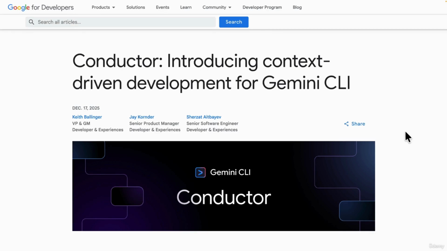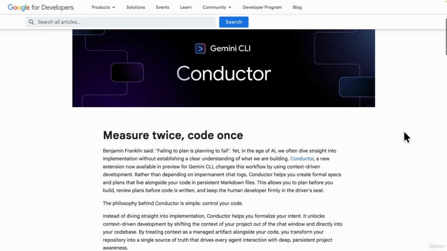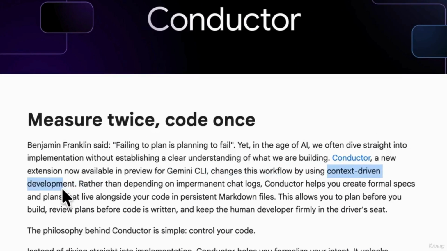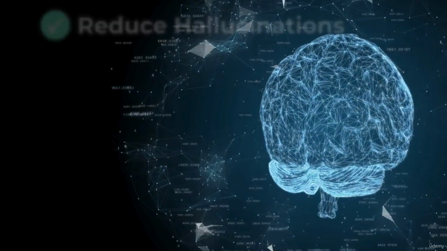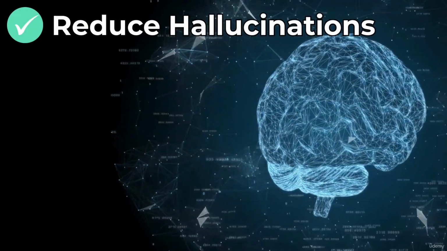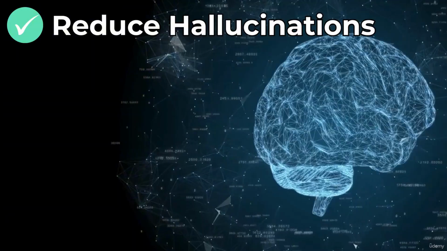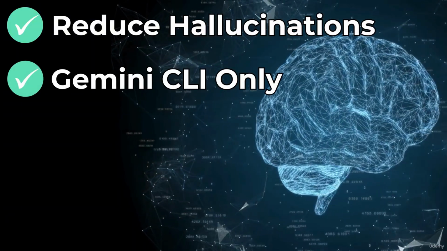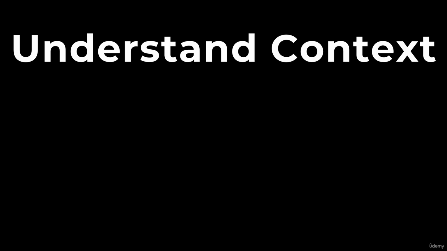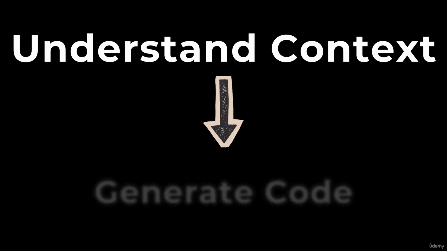Google just released Gemini Conductor. Conductor is a Gemini CLI extension built around something Google calls context-driven development. It's designed to reduce hallucinations and cut down the painful back and forth with your LLM that burns tokens. Gemini Conductor works only inside the Gemini CLI. In simple terms, it helps the model actually understand your code-based context before it starts generating code.